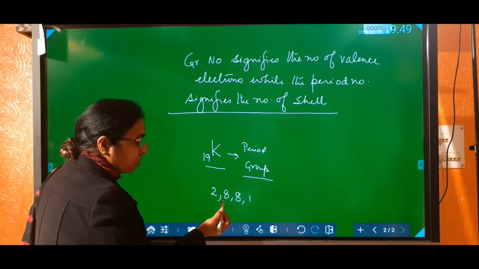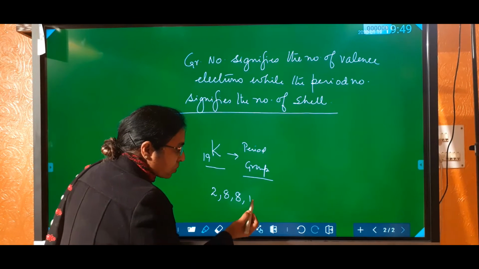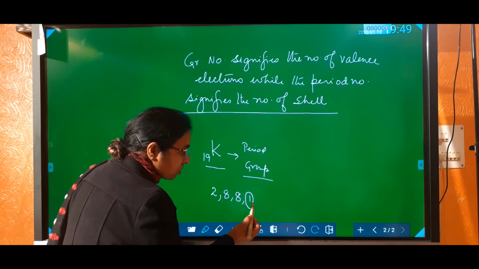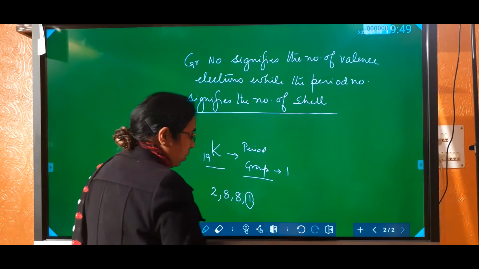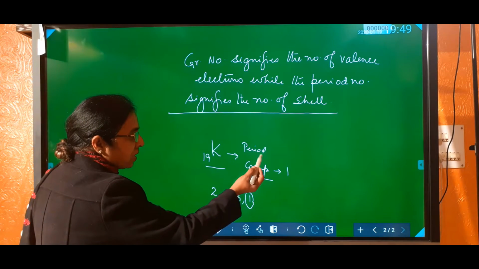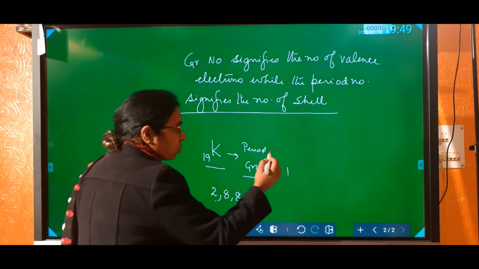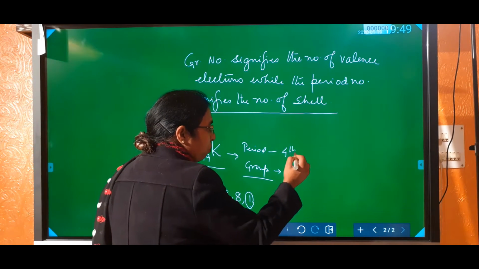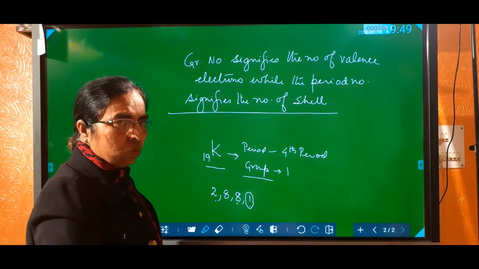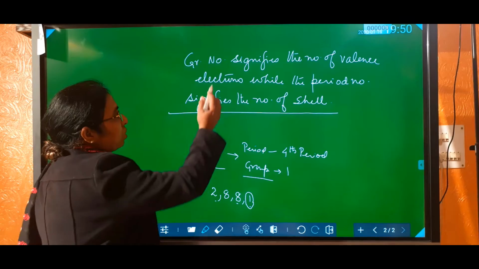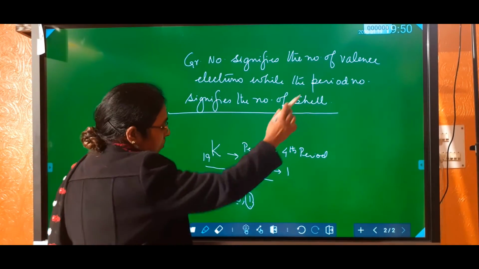Configuration of potassium. Since the number of valence electrons over here is 1, the group will be group 1. And how many shells does it have? 1, 2, 3, 4. So this element will belong to the 4th period and to group 1. We will say that the group number signifies the number of valence electrons.